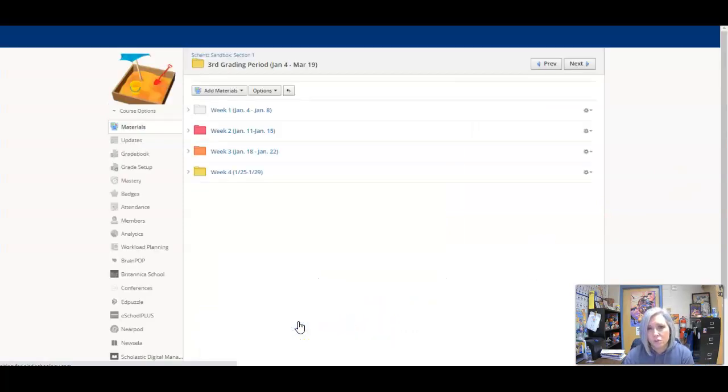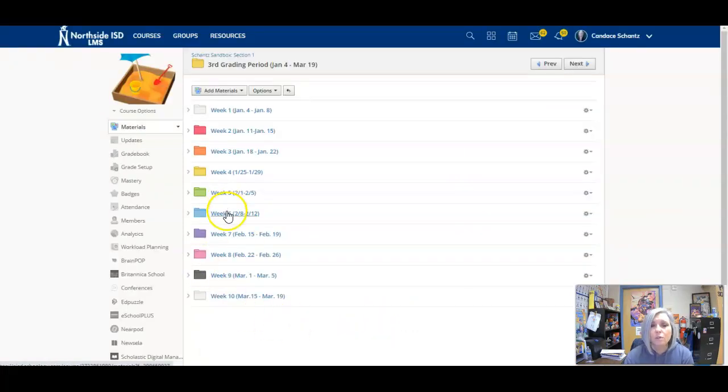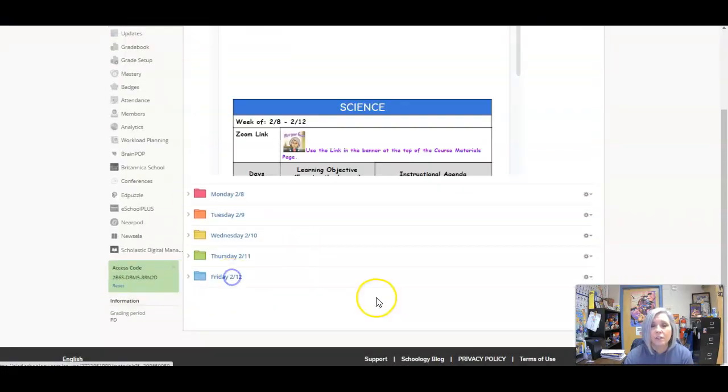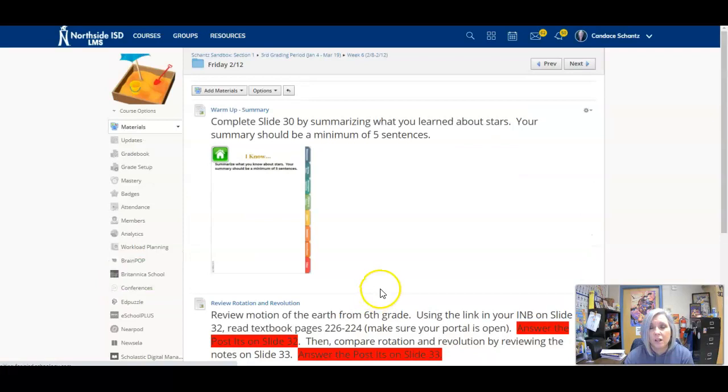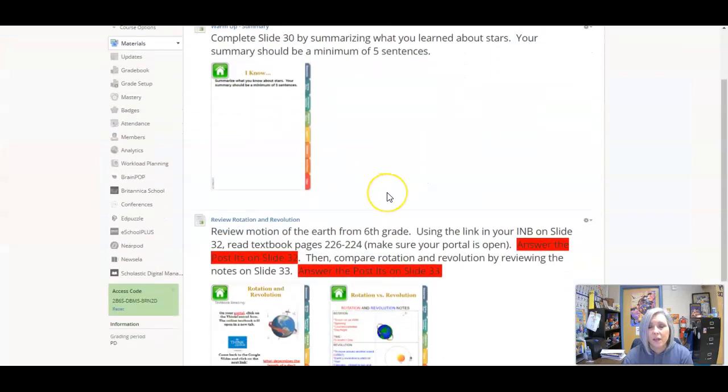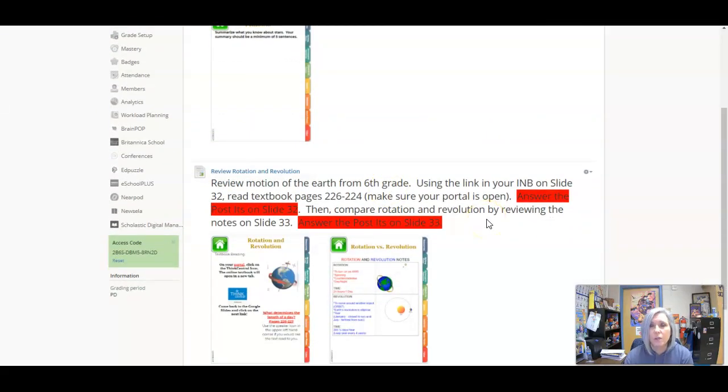So yesterday, you should have completed your test over components of the universe, and you should have, if you're in pre-AP, completed an FRQ. Today, I want to start by summarizing what you have learned. So we're going to be in our IMB on slide 30. So if you will write a summary of what you've learned about stars specifically, it should be a minimum of 5 sentences.